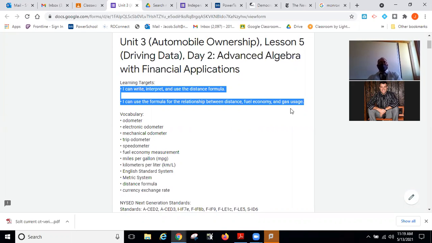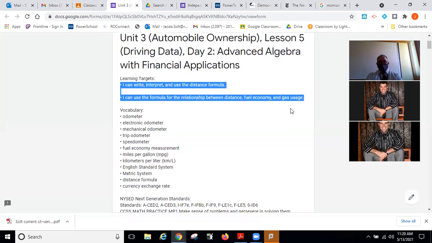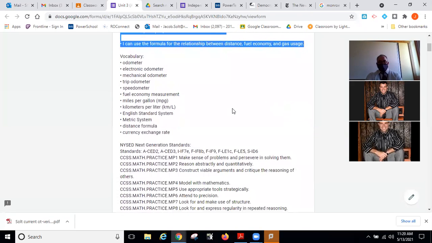So there's this idea that if your car can drive, say, 20 miles per gallon, what does that mean? It means that on 1 gallon of gasoline, your car can travel 20 miles. So if you have a 10-gallon tank, well, 20 miles per gallon, 10 gallons, that's going to be 20 times 10, 200 miles your car can go on 1 tank of gas. And you'll be using that kind of formula for those kind of questions.